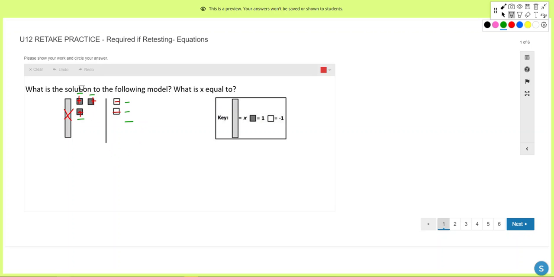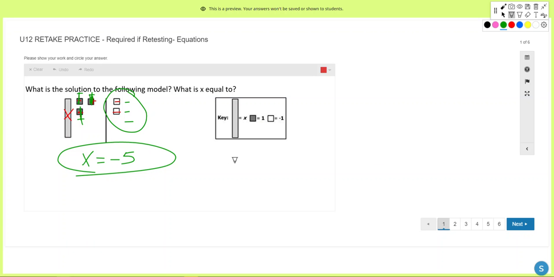Remember, when I have a positive and a negative together, these cancel. Cancel 1, cancel 2, cancel 3. So I'm left with x is equal to, and these are all negatives, so it's just going to be -5. There's no canceling. So your answer would be x is equal to -5.